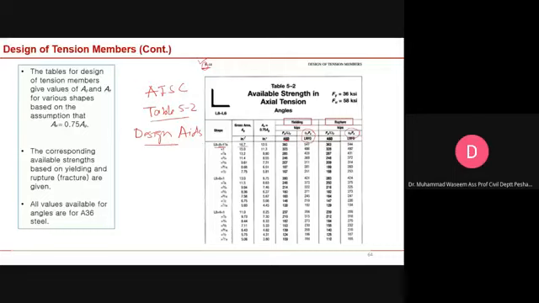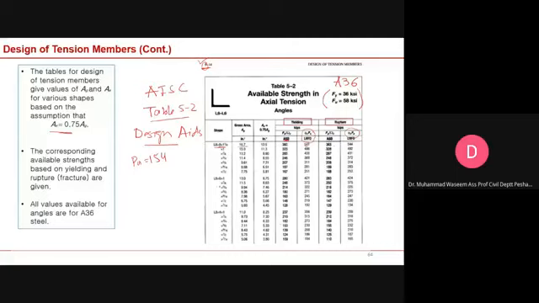In this table, as I told you, there is an effective area. These tables have been developed for different materials, like this table 5.2 is developed for A36 steel. So you can directly come to the shape and directly see the design strength. For example, the demand, we know, is 154 kips. So you can come here and select a shape based on these strengths.